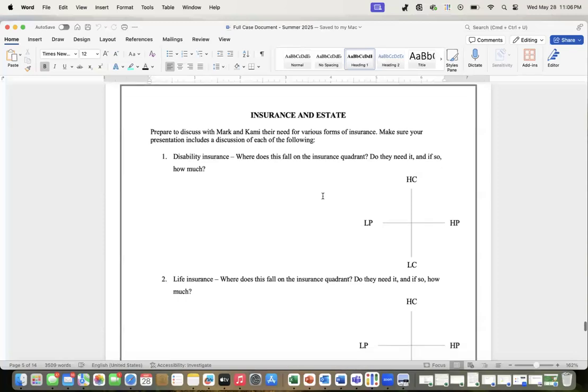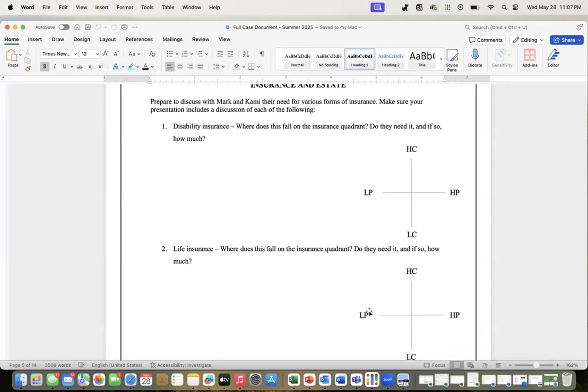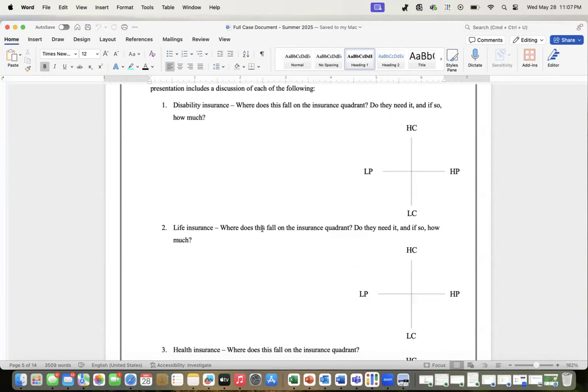We'll look at some insurance and estate stuff. So we'll help them understand where we should really be looking at having insurance. We always want to have insurance for those things that are low probability, high cost. And so we want them to identify things that fall into this quadrant, right? And recognize that those are the best places to be allocating our insurance dollars.